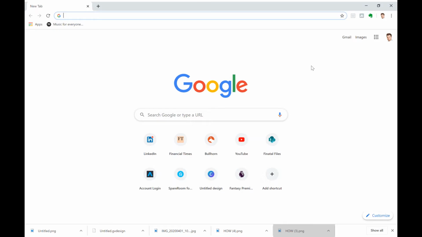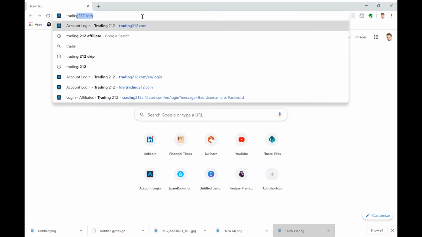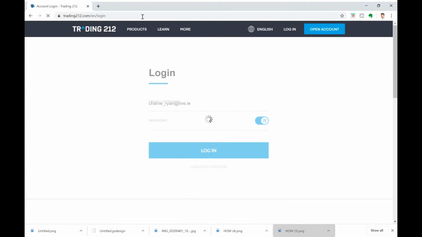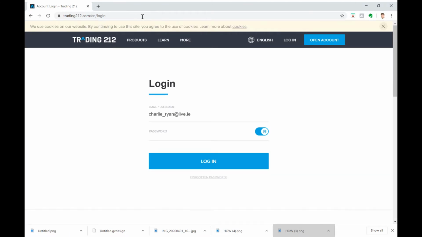Hey guys, so to set up your stocks and shares ISA, you want to go onto my favorite trading platform for trading stocks and shares under the ISA wrapper. So it's Trading 212. You can just see it here. If you go onto this website, then you go into open account in the top right corner, hit real money.